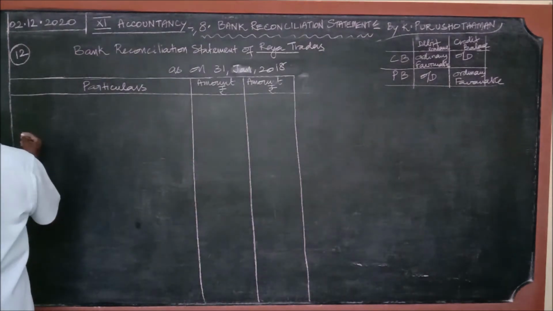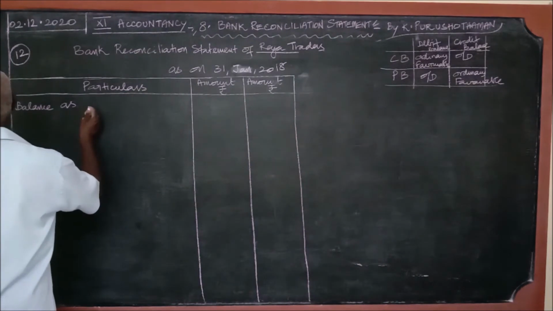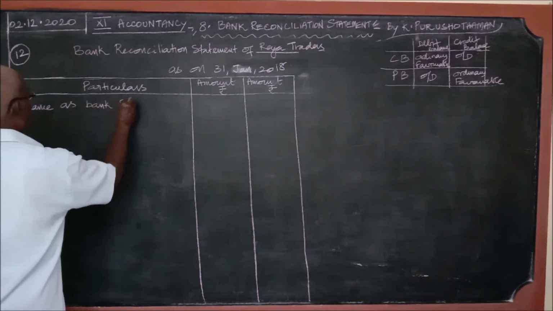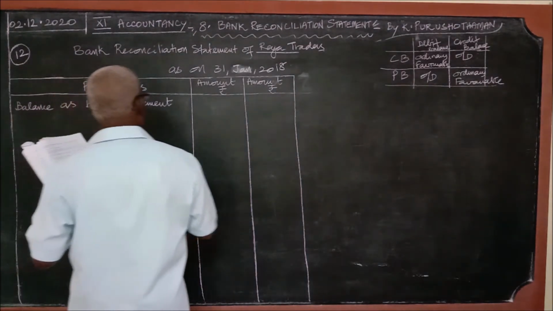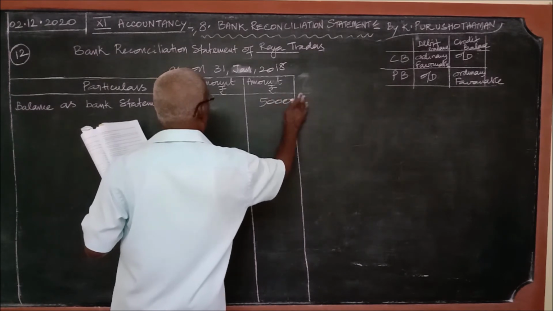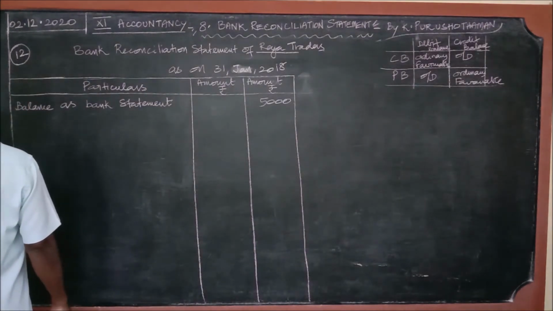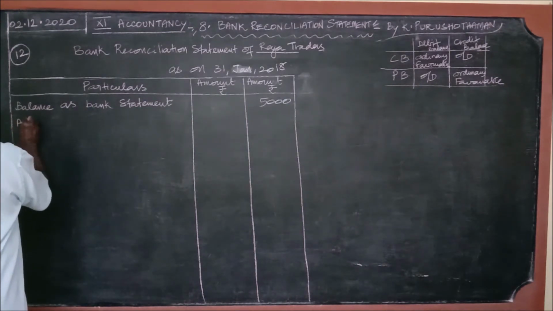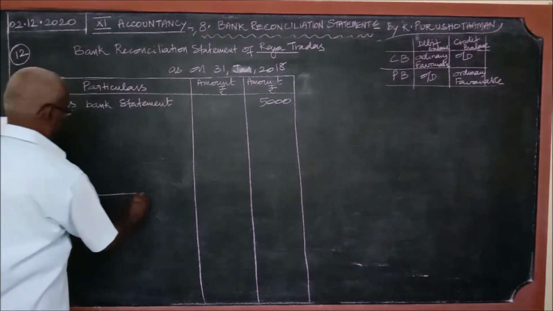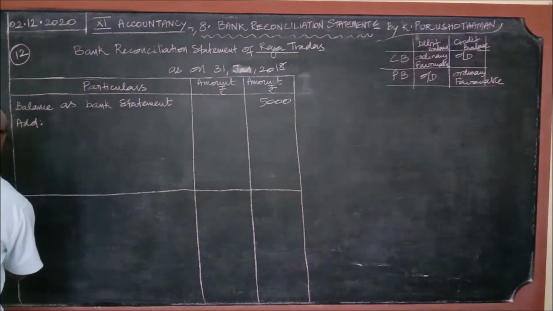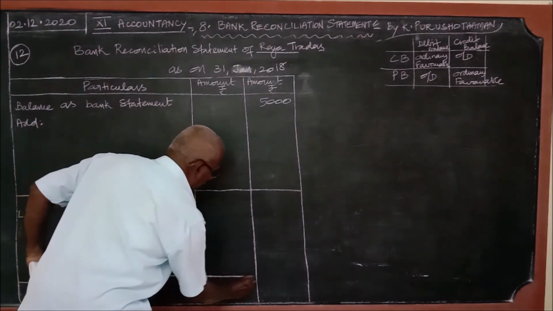And then balance as per bank statement. This is ordinary balance. Balance as per bank statement, 5,000. The first items to be added, and there are 1, 2, 3 items and less 3 items. Then less. We shall see at the end what happens.